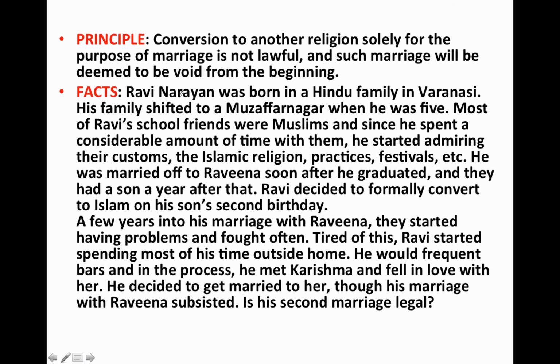So the fact says that Ravi Narayan was born in a Hindu family in Varanasi. His family shifted to Muzaffarnagar when he was 5. Most of Ravi's school friends were Muslims, and since he spent a considerable amount of time with them, he started admiring their customs, their religion, practices, festivals, etc. He was married off to Ravina soon after he graduated, and they had a son 1 year after that.